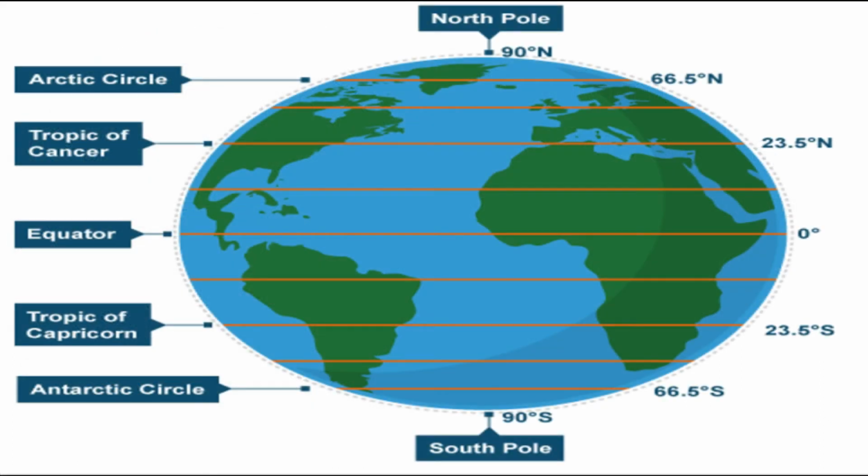The important lines of latitude are the equator or the 0 degree latitude, the Tropic of Cancer 23.5 degrees north, the Tropic of Capricorn 23.5 degrees south, the Arctic Circle 66.5 degrees north, and the Antarctic Circle 66.5 degrees south.